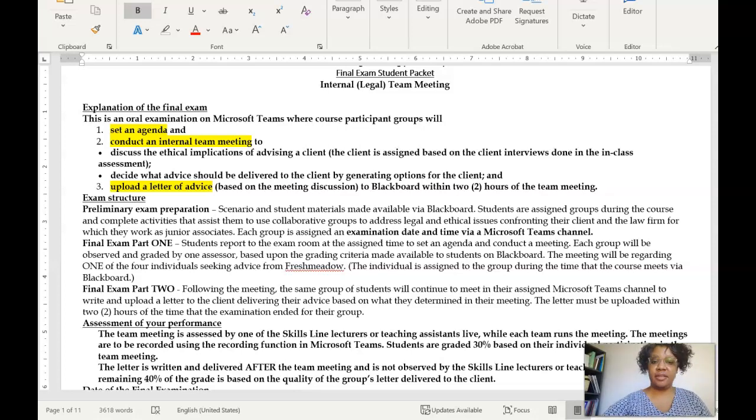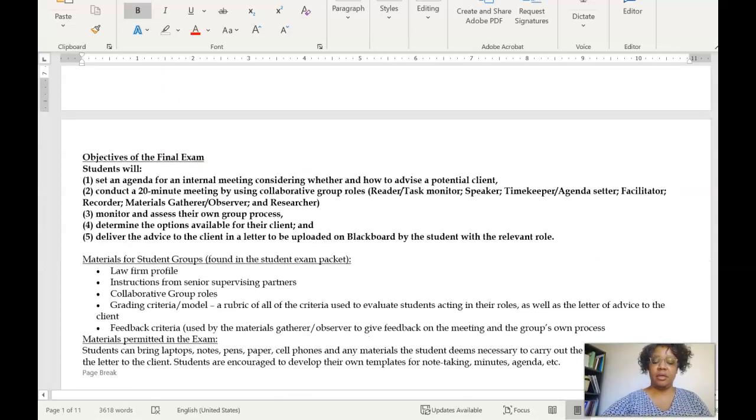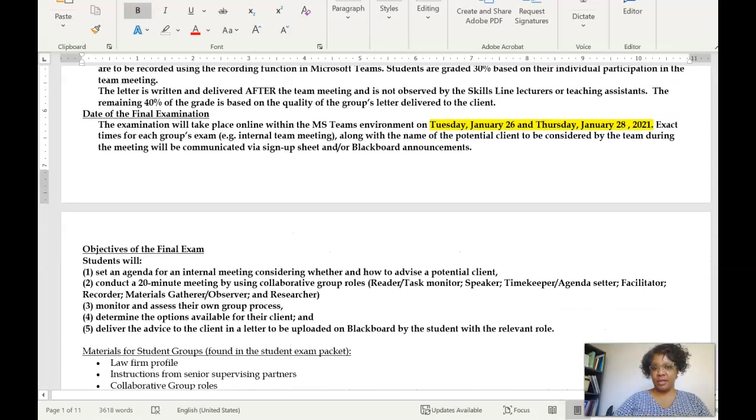Let's continue to look at the exam packet. The exam packet tells you that the exam is held on the 26th and the 28th. But again, as I've told you, you will also receive information with the announcement on Blackboard that tells you exactly when your group needs to be there, the date and the time.